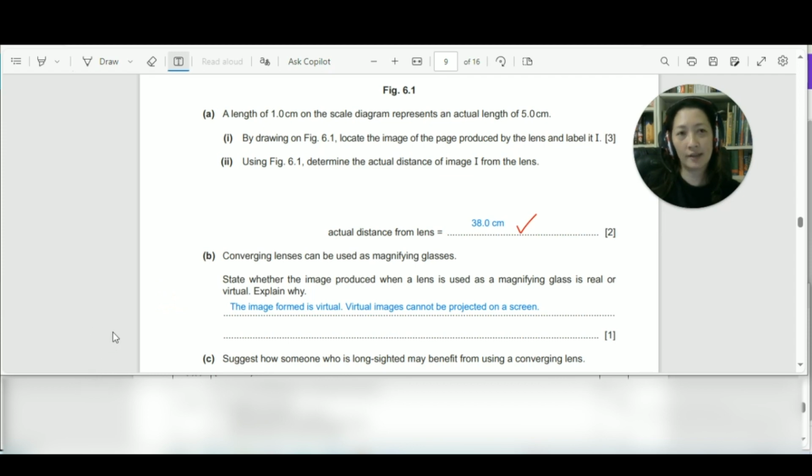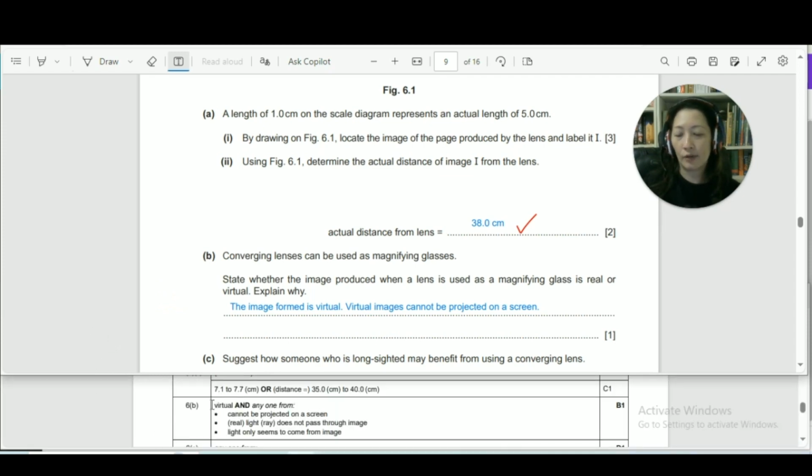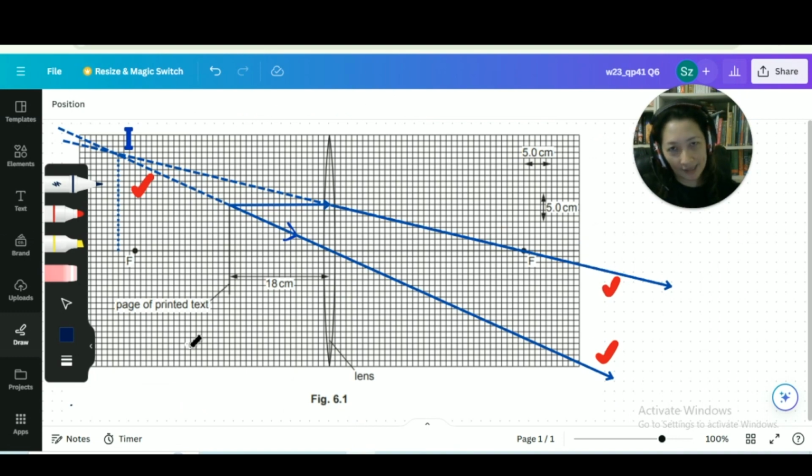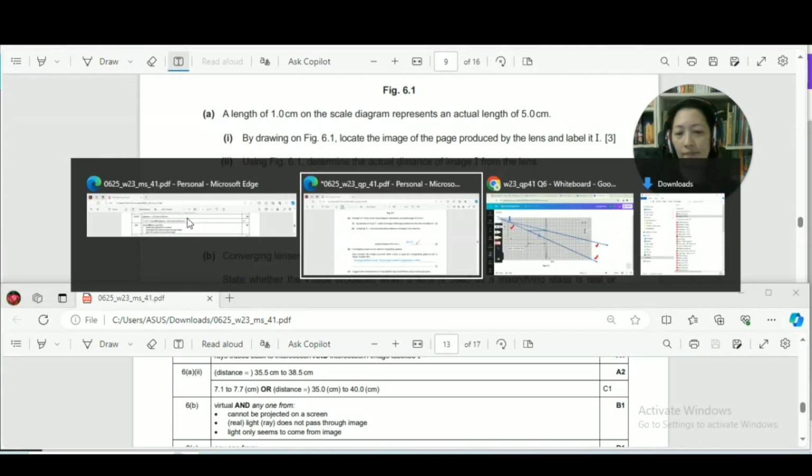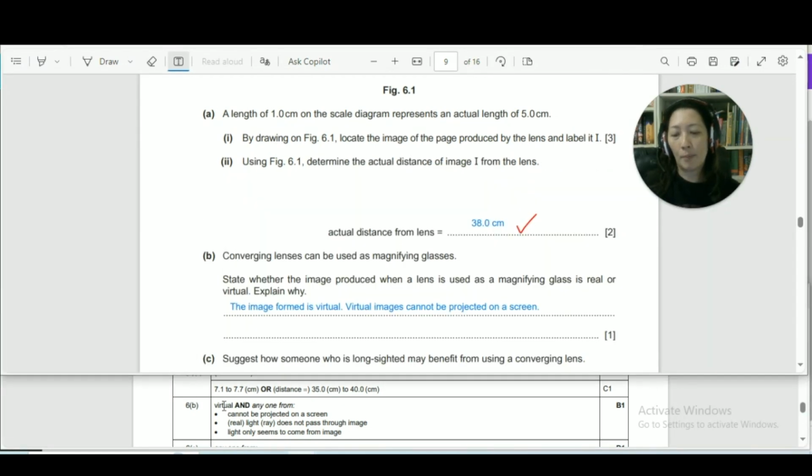Let's have a quick check against the mark scheme. So as you can see, you need to write it's virtual as well as one further explanation. An answer from any of these options is accepted. You can say that the image cannot be projected on the screen, or you can say the light ray does not pass through the image, or that the light only seems to come from the image, as seen in the figure that we've drawn. You need to write both out before you can get 1 mark. So we've already got this, we've got the 1 mark.